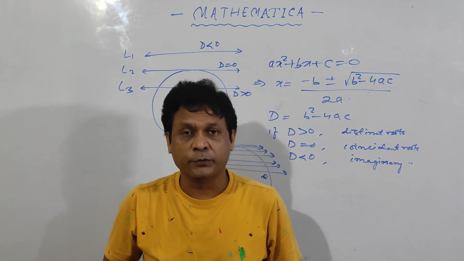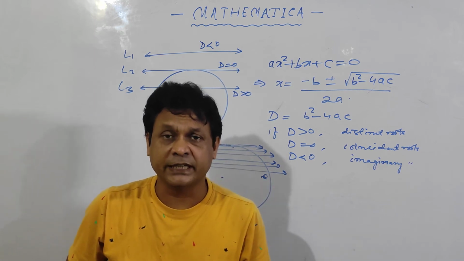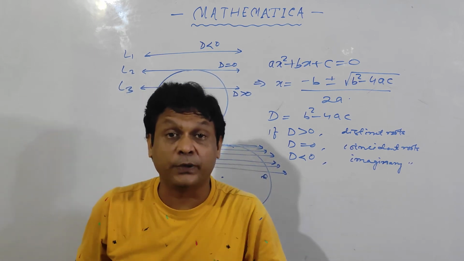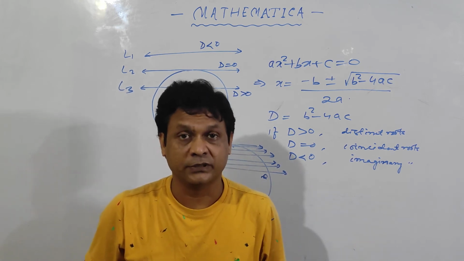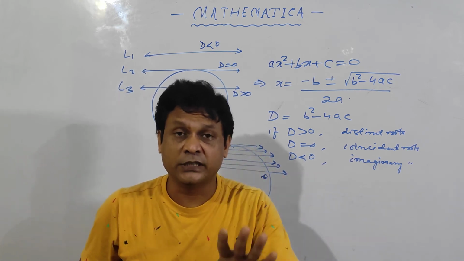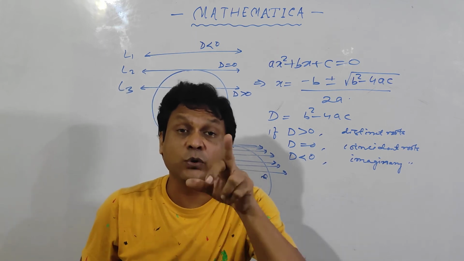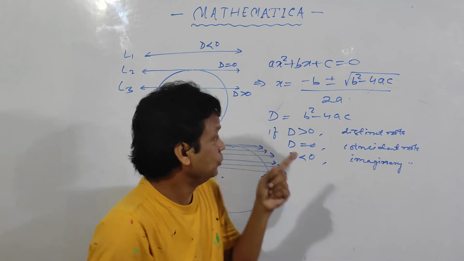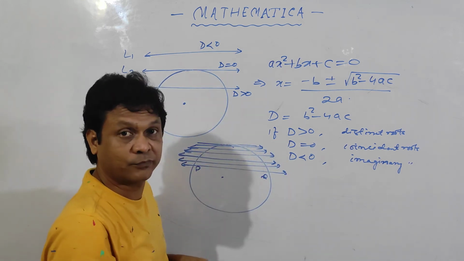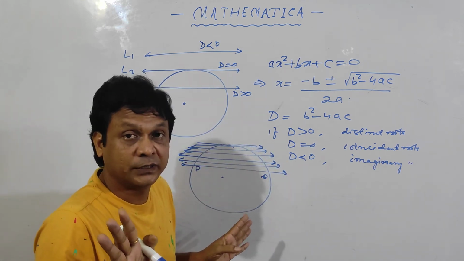But some teachers are saying that if it touches at one point, then the straight line is said to be tangent. That is a wrong concept. If the straight line intersects at two real and coincident points, then the straight line is said to be tangent. Two real and coincident points. Clear?